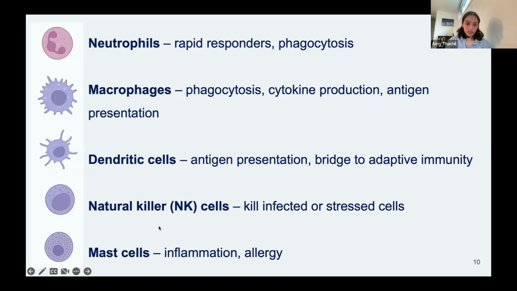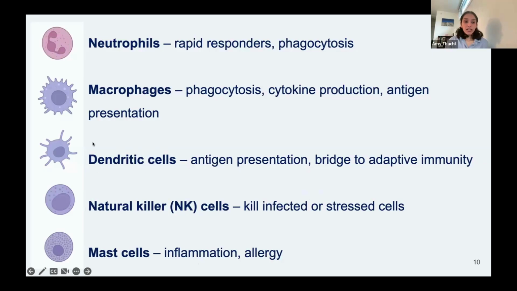We also have natural killer cells that are part of the innate system, and these cells will kill infected or stressed cells. Very often, these are cells that have been infected by viruses. We also have mast cells that are involved in inflammation, and mast cells produce a compound called histamine, which you might have heard of before. Histamine is involved in some of the symptoms that we experience as part of allergic reactions.